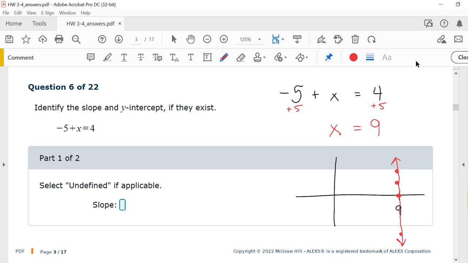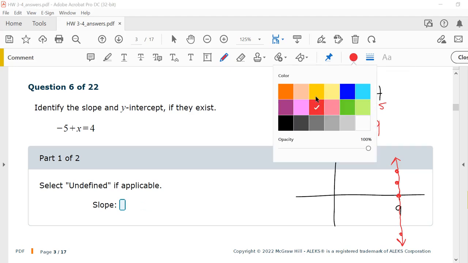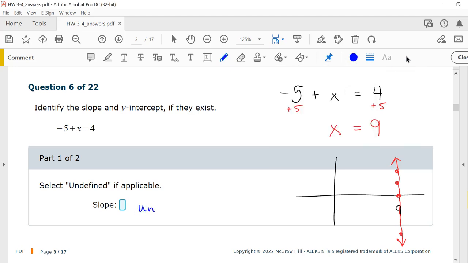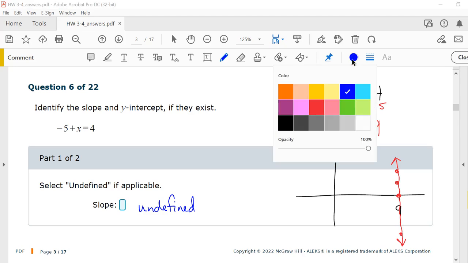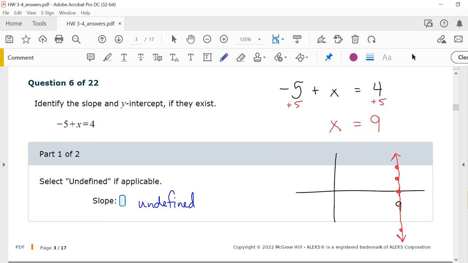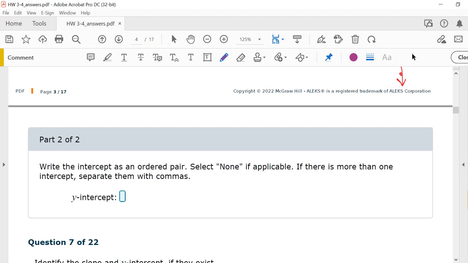X equals 9. The slope of a vertical line is undefined. Oops, it needs to be in blue because it's slope. The slope is undefined. Will it ever cross the y-axis here? And the answer is no. So for part 2 that says what is the y-intercept, select none if applicable. So there's not a y-intercept.